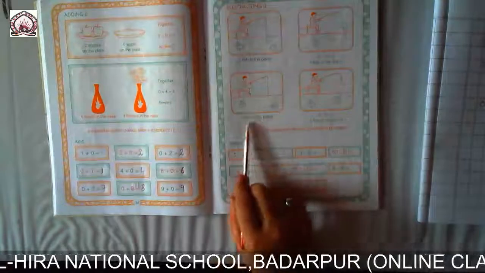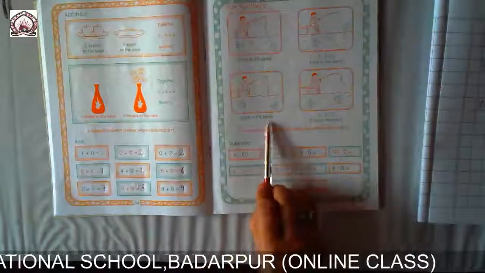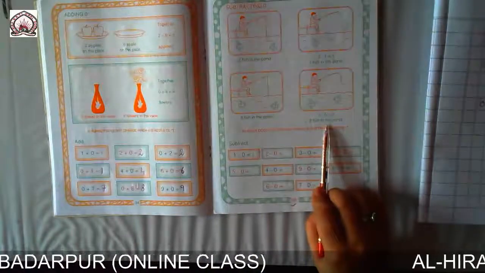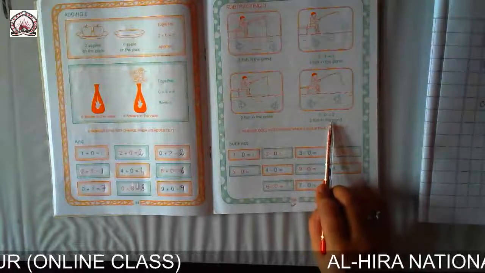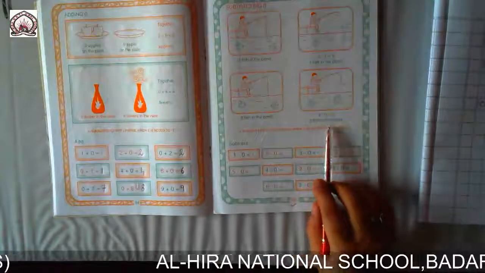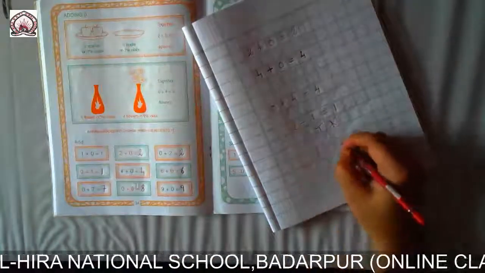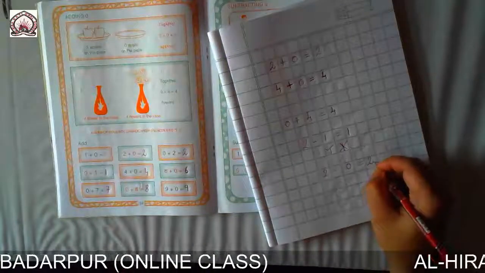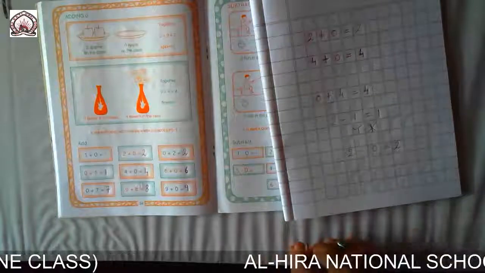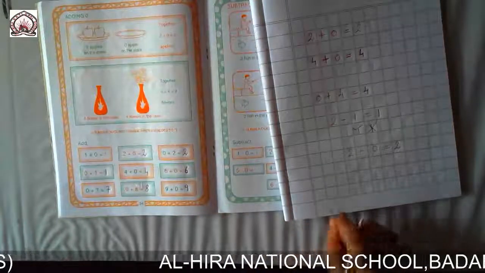Next image, you see properly. Two fish in the pond. There are two fish, but the fisherman was unable to catch any fish. That means nothing; the fisherman did not catch any fish. That means 0. Nothing is 0. That is 2 minus 0. So how many fish remained in the pond? Only 2 remained, because 0 is subtracted from 2. If 0 is subtracted from any number, the number does not change.